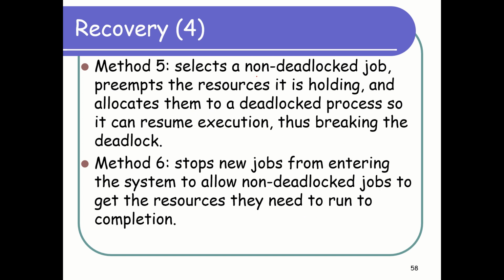Method 5 selects a non-deadlock job, preempts the resources it holds, and allocates them to a deadlocked process so it can resume execution, thus breaking the deadlock. And method 6 stops new jobs from entering the system to allow non-deadlock jobs to get the resources they need to run to completion.